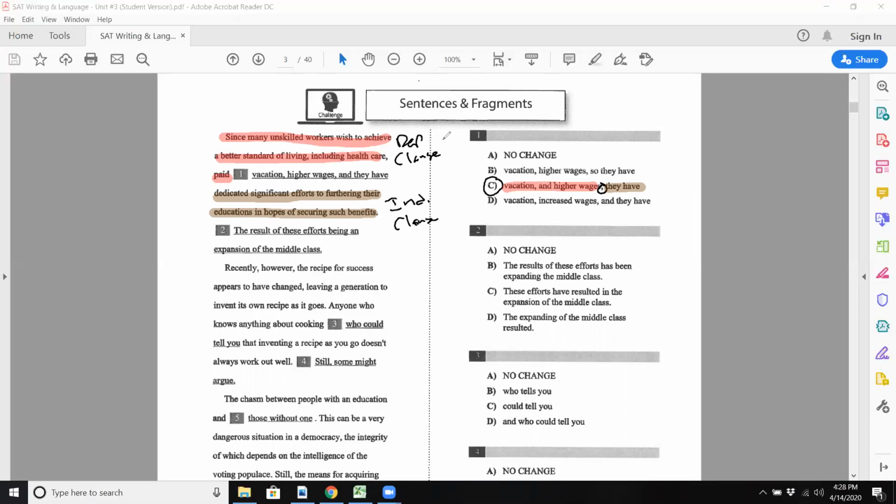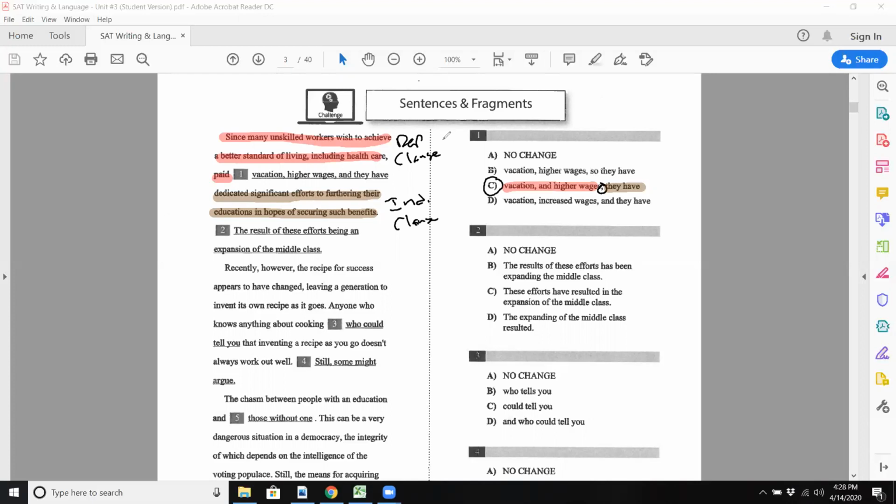But it depends on the statement afterwards. It's leaning on it. Because you could have just said they have dedicated significant efforts to further their education in hopes of securing such benefits. That's a complete sentence in brown. But it's nice to have the dependent clause to add a little bit more description. So that's why C would fix it.